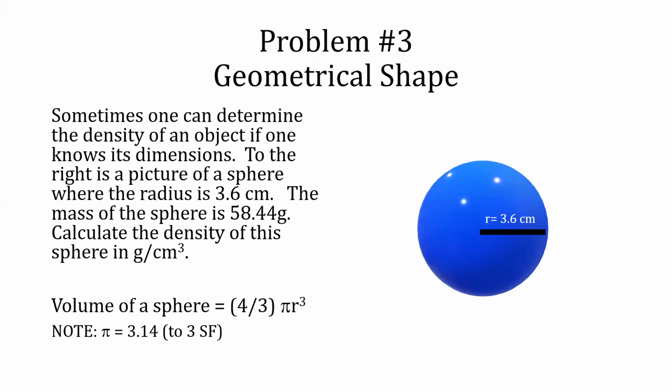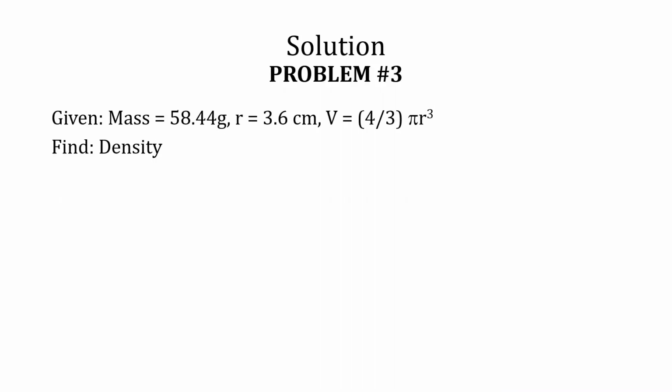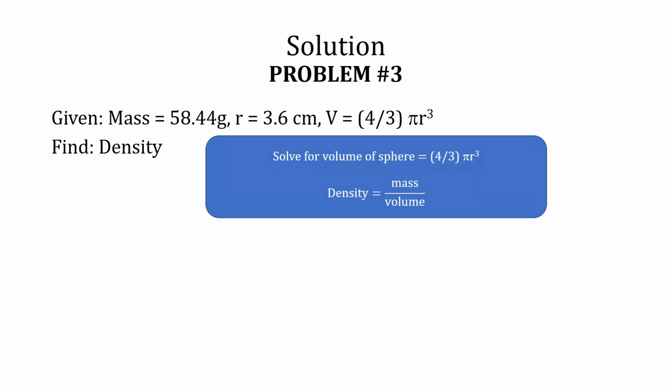Volume of the sphere equals 4/3 times pi r cubed. Note pi equals 3.14 to 3 SF. Given the mass of the sphere is 58.44 grams, the radius is 3.6 cm, and volume of a sphere equals 4/3 times pi r cubed. The solution map is mass and volume to density.